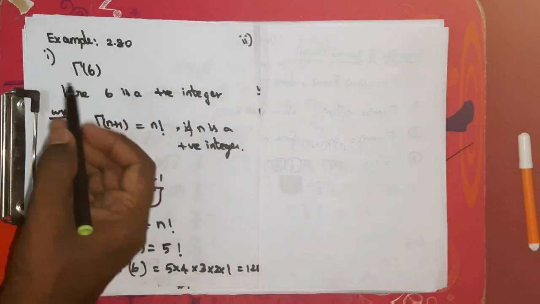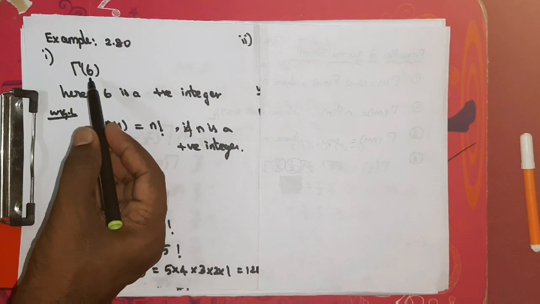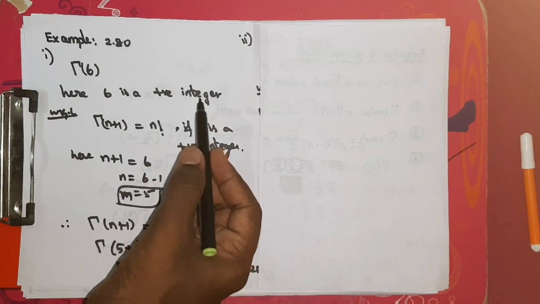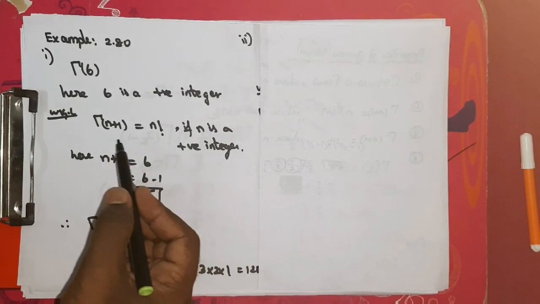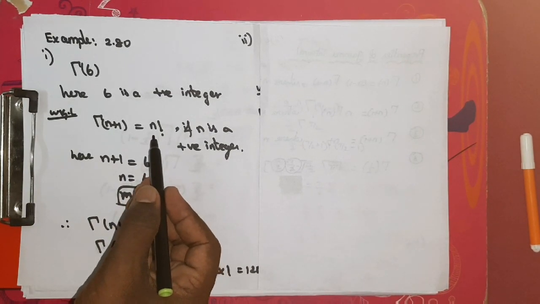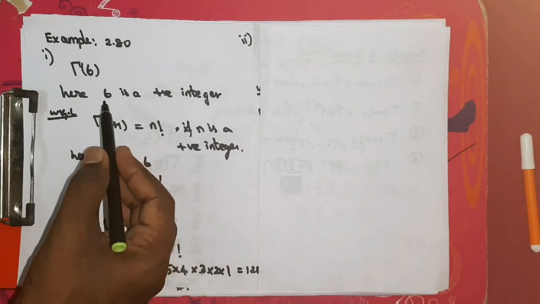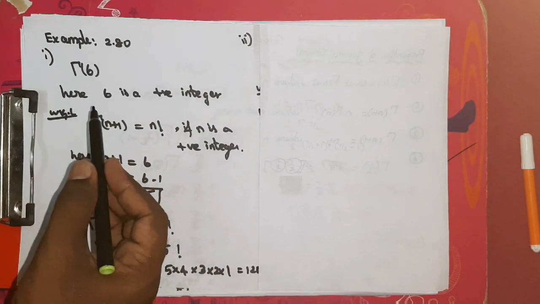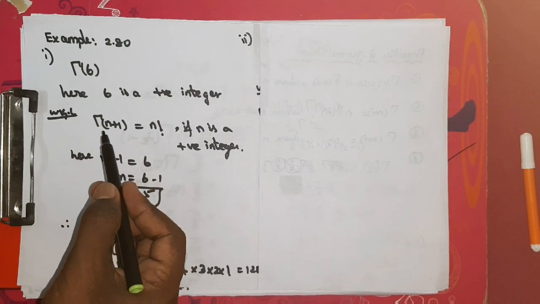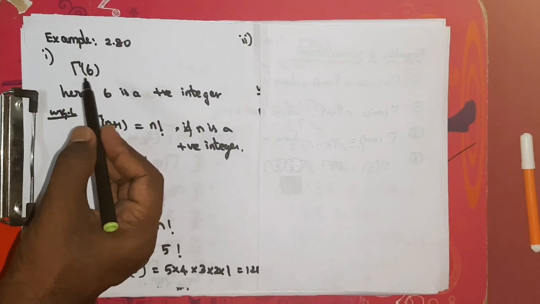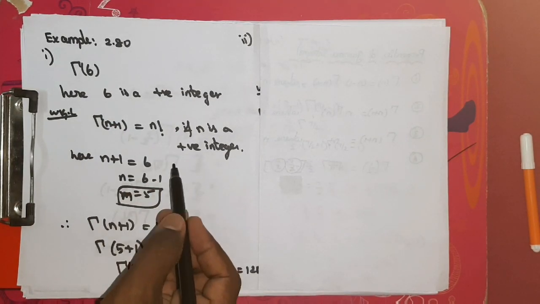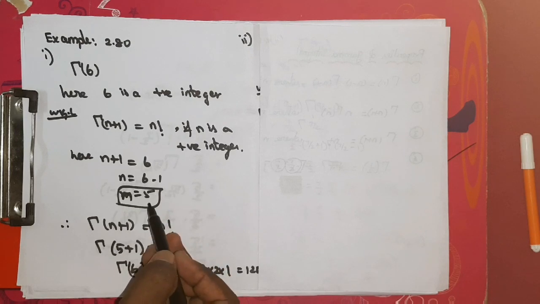So here we have to find the value of gamma 6. Okay, look at this number. Here 6 is a positive integer. So if it is a positive integer, we can use the third result, that is gamma of n plus 1 equal to n factorial. Okay, but you do not know 6 is the n value, right? But you compare this gamma of 6 with the formula gamma of n plus 1. So in the n plus 1 place what do we have? 6. So n plus 1 equal to 6 means n equal to 6 minus 1, so 5. So n value is 5.